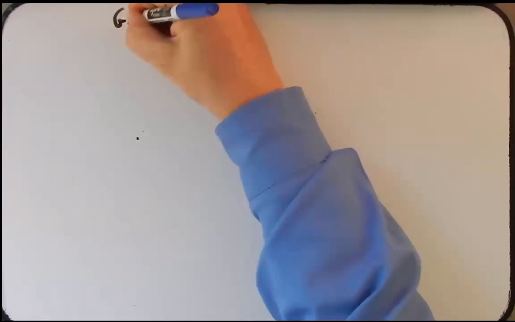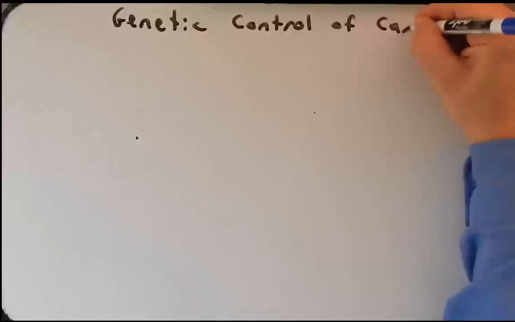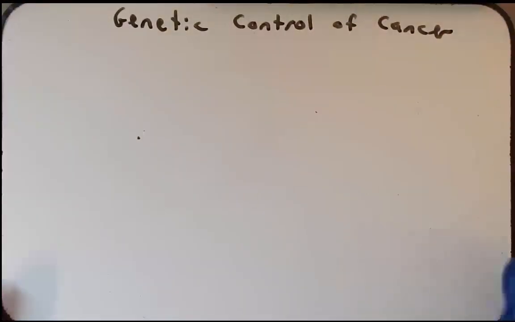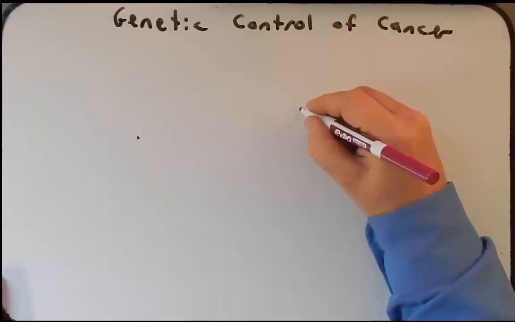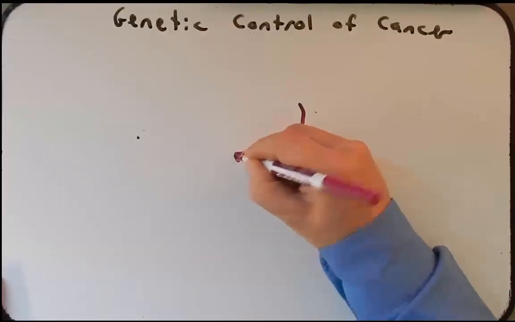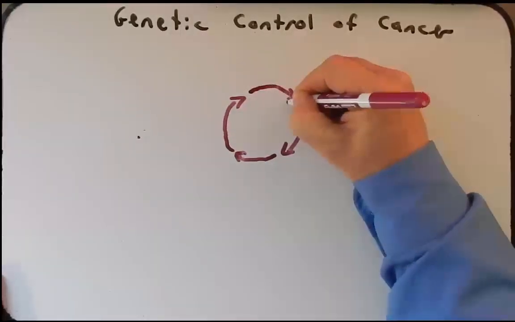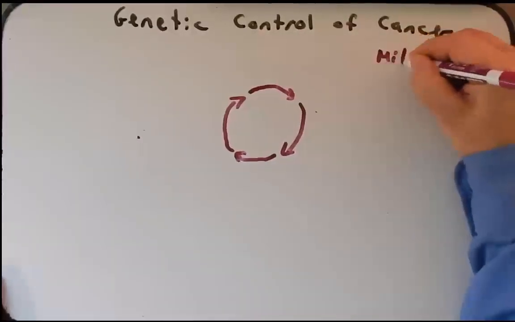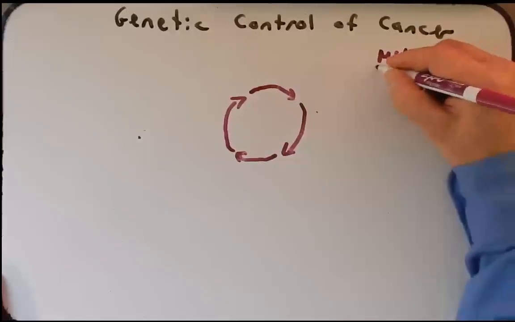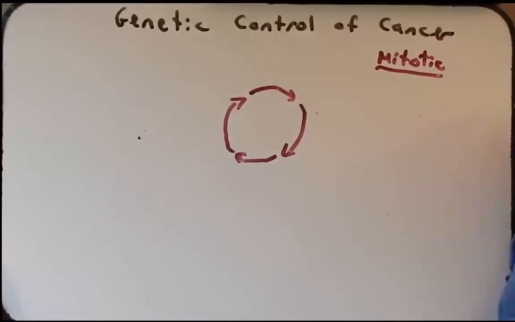In this podcast, we're going to focus on the genetic control of cancer. As we get started, let's remind ourselves of a few features of the cell cycle, because cancer is largely a disease of the cell cycle, and mainly the mitotic cell cycle. So we're going to be focusing on mitosis. Earlier in this unit, we focused on meiosis, but for cancer, we have to think about mitosis.